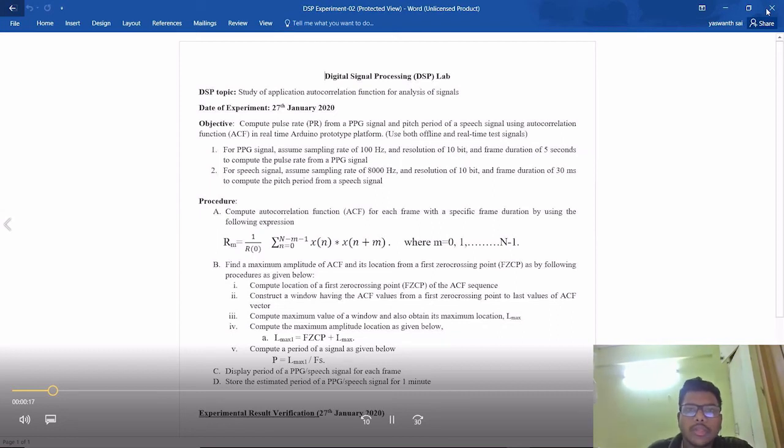Hello everyone, welcome to the third lab session of DSP lab. In this lab, we will be learning how to compute pulse rate from the PPG signal and pitch speed of a signal using the autocorrelation function in real time.